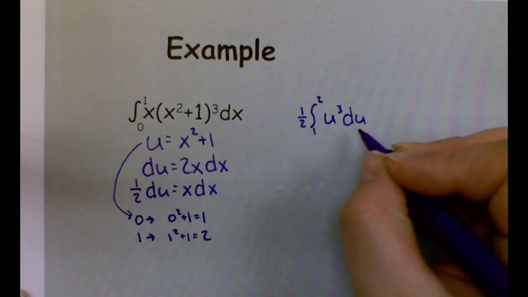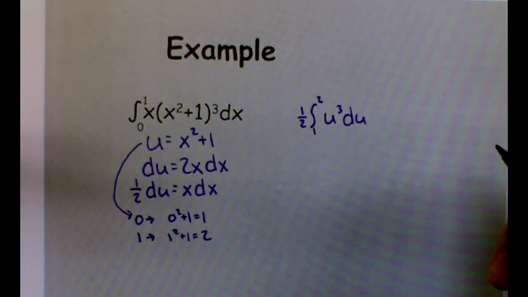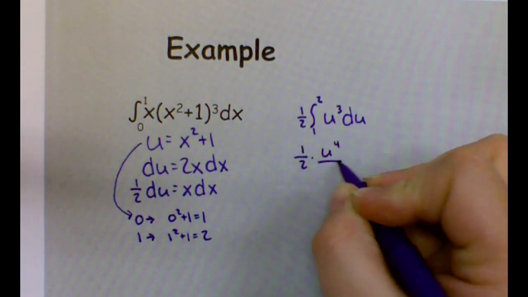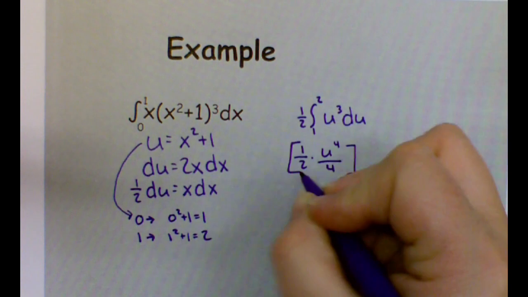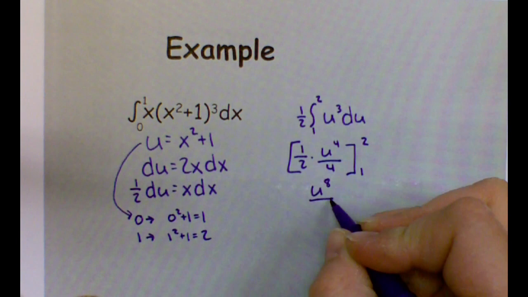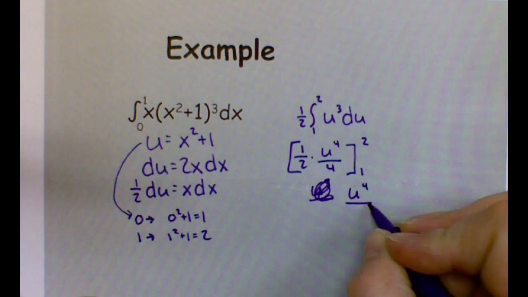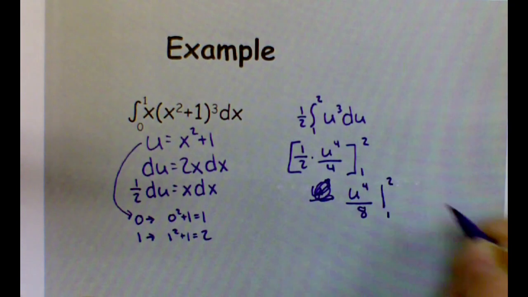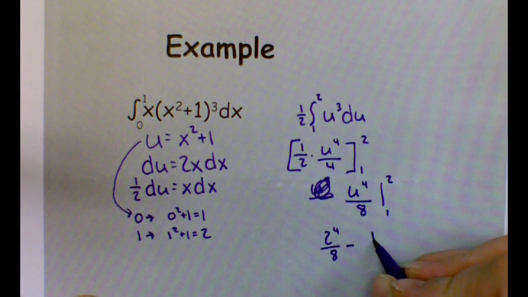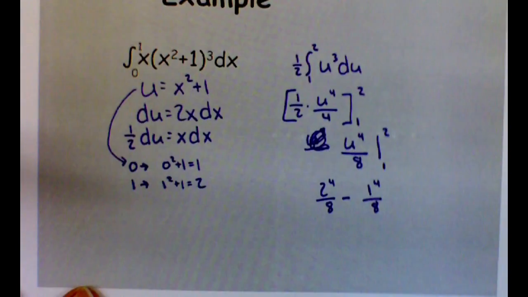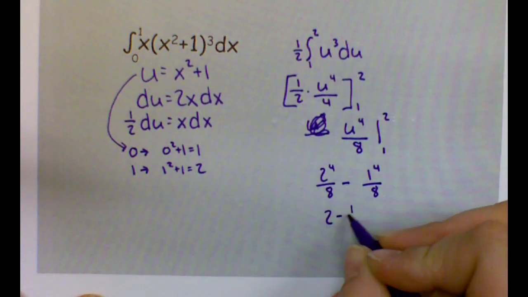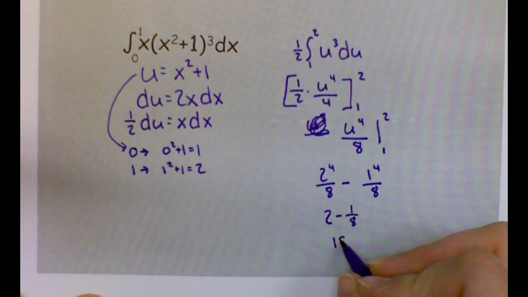We take the antiderivative of 1/2 u cubed du from 1 to 2. So that's 1/2 times u to the 4th power over 4 from 1 to 2. So that is u to the 4th power over 8 from 1 to 2. Plug in 2: 2 to the 4th power over 8, minus plug in 1: 1 to the 4th power over 8. I get 16 over 8, which is 2, minus 1 over 8, which is 15/8.